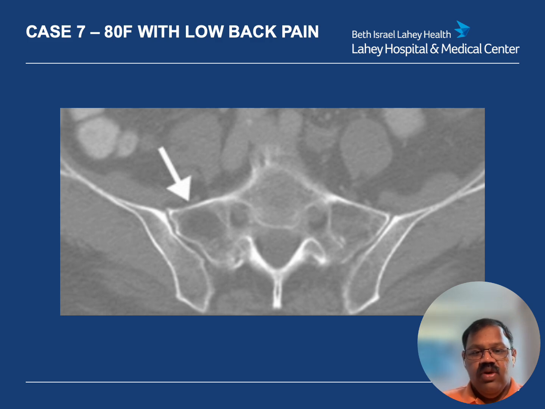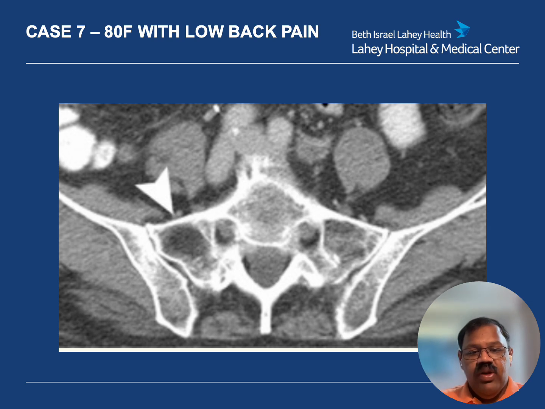You can see that the cortices of that portion of the ala are well preserved. The lesion appears to be somewhat geographic. There is a well-defined border between the area of lesional concern, this lucency that you're seeing right here, as well as the normal trabecular pattern of the bone. All of that should point you towards something that's more benign in nature.